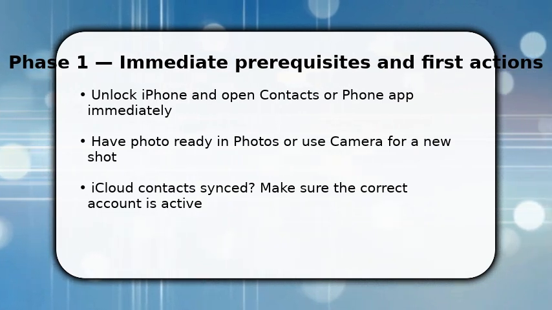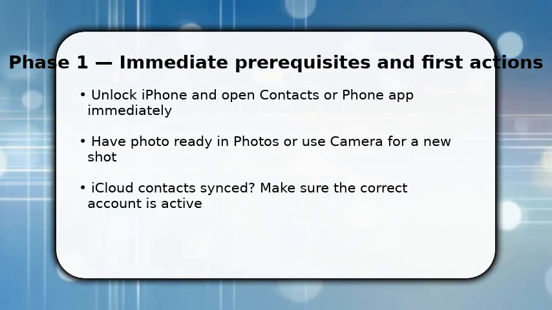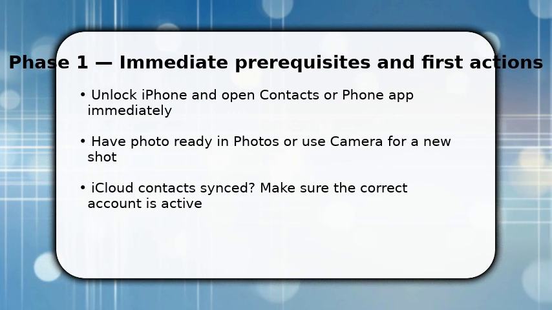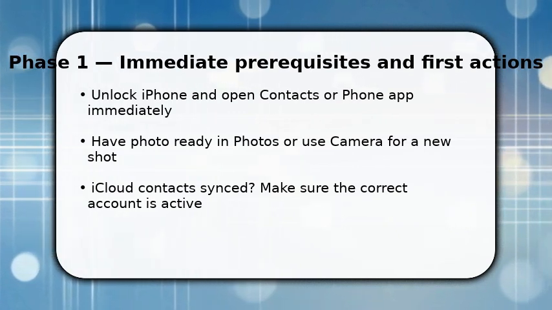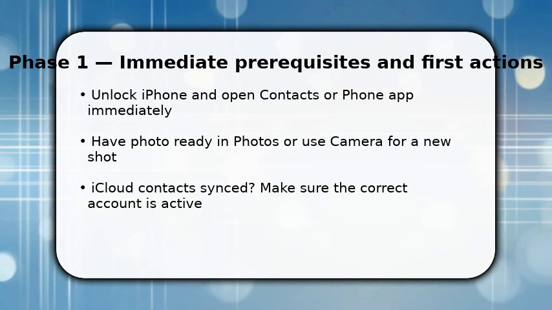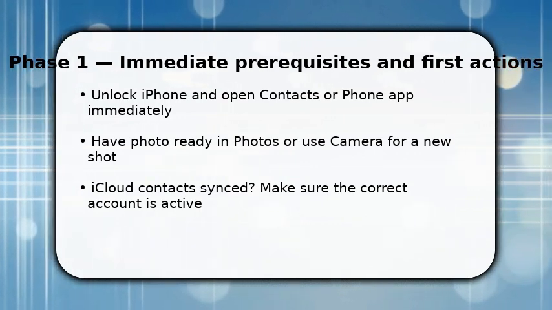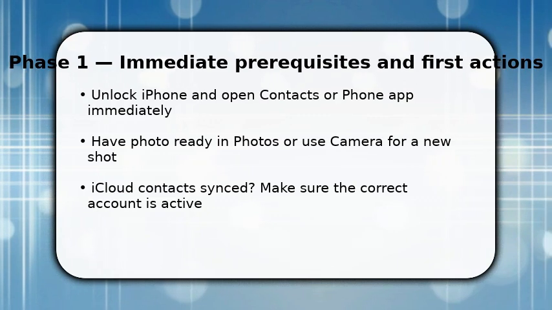Keeping the image square makes cropping easier. Make sure iCloud Sync is active so edits propagate, because otherwise changes stay local. Now tap Add Photo or the existing circle image to proceed. This is the first actionable step you need.